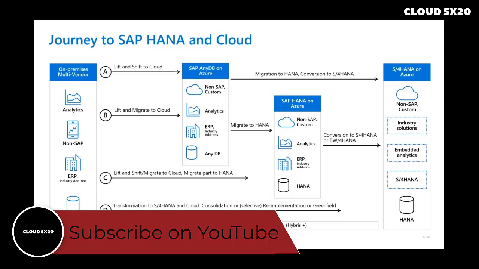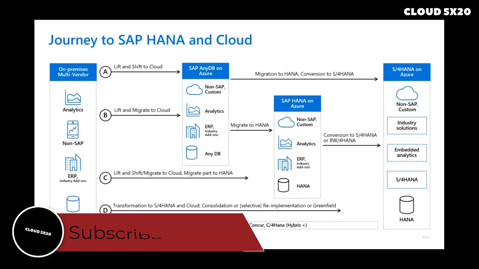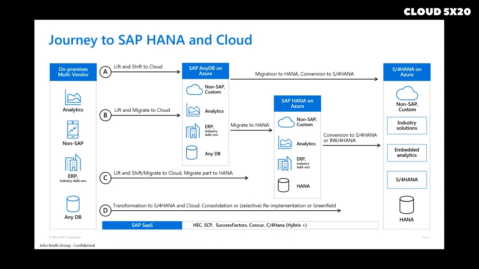D is straightforward. It means you have any system, which could be non-SAP, and that can be transferred as a greenfield deployment or a re-implementation of the entire system. There's an initiative called Embrace between Microsoft and SAP. What does it mean for customers?